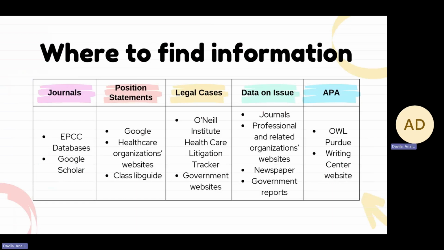Then you can use newspapers, you can use government articles. And for APA, we're not gonna worry about APA right now. I don't wanna hear, oh, what about APA? APA is at the very end, okay? APA is next week. We're not gonna start worrying about that until the end. But if you need help with that, there's the Owl Purdue and the Writing Center class lib guide. And I made a resource for you, and I'm gonna give it to you at the end. But yeah, this is where you can find your information mostly.